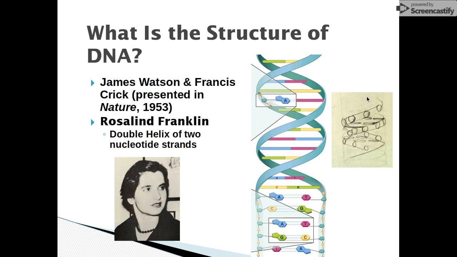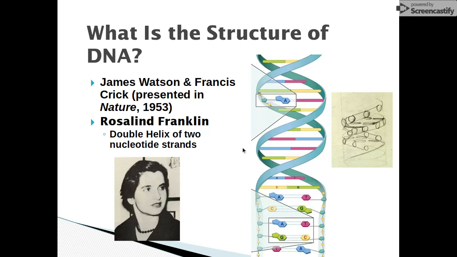So when we look at DNA, we all have this familiarity with this double helix structure, often referred to as a twisted ladder. It was first presented by James Watson and Francis Crick in Nature in 1953. They really were the ones that came up with this structure of this double helix.